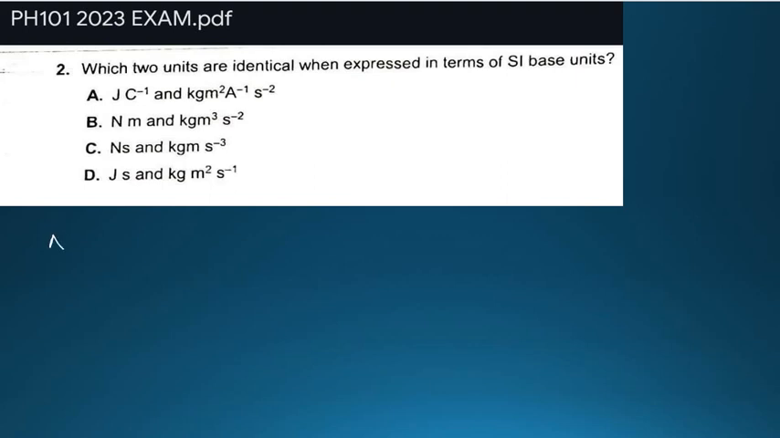For example, let's start with A. We have been given joule per coulomb. Joule per coulomb to be equal to what? They have been given also joule per coulomb to compare if it is similar to kg meter squared, then amps to the power negative 1 per second.